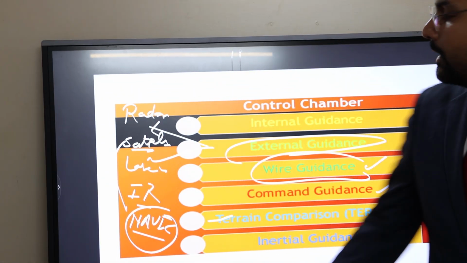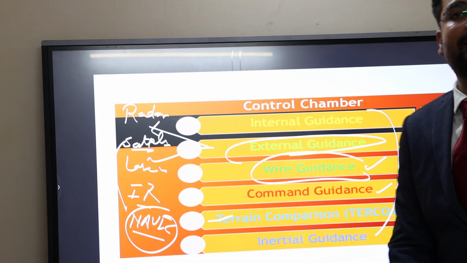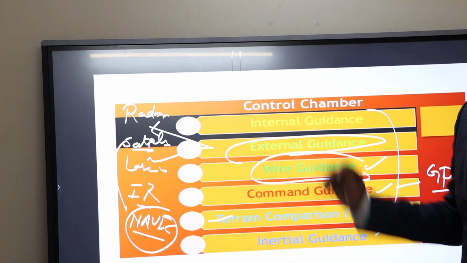And the last but not the least, inertial guidance. Inertial guidance is almost the same as internal guidance, where a speedometer and accelerometer are required. So these are the control systems.